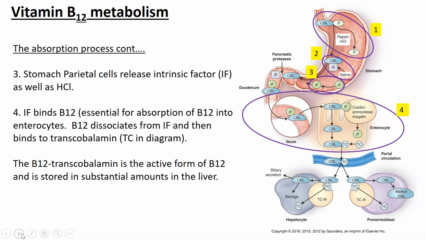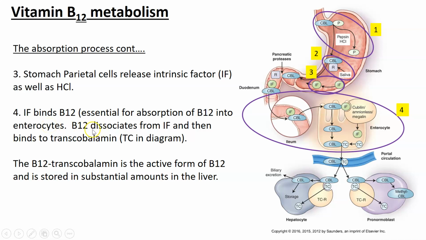The next step is the release of this very important molecule called intrinsic factor. Your parietal cells in the stomach, which also release hydrochloric acid, also release intrinsic factor. The intrinsic factor binds to the vitamin B12, and that binding is essential for absorption of B12 into the cells that make up your small intestine, or your intestines in general, the enterocytes.